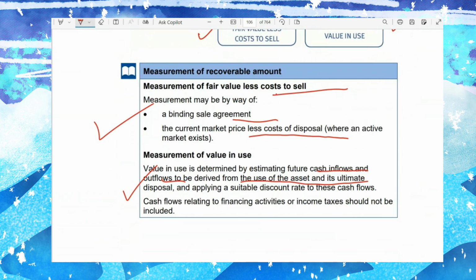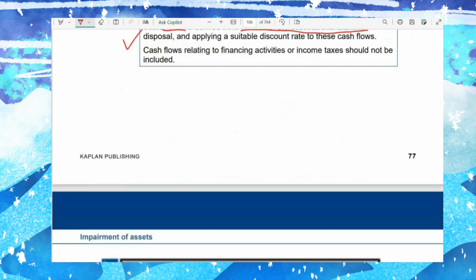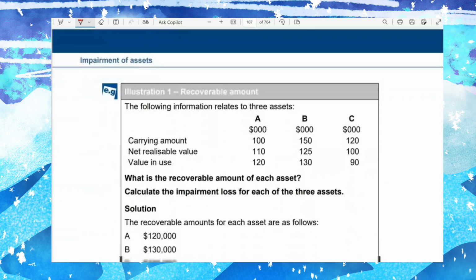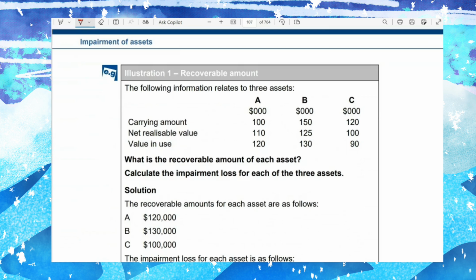So this illustration will clear your doubts. The following information: carrying amount 100 for project A, 150,000 for B, 120,000 for C. Net realizable value 110 and 125, and then value in use 120 is for this project, and value in use of 98,000 is for this project. So what is required? What is the recoverable amount of each asset? Calculate the impairment loss of these three assets.